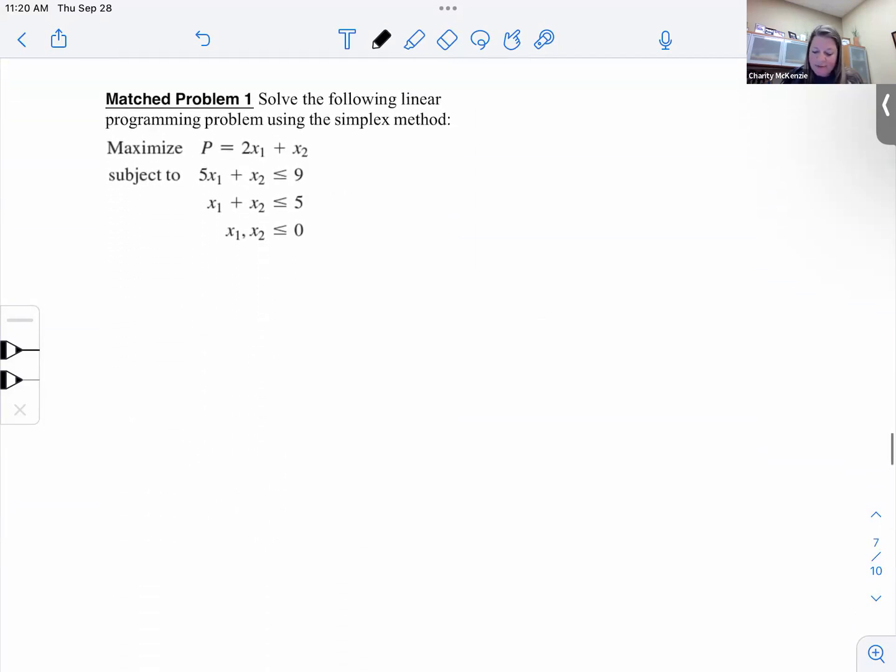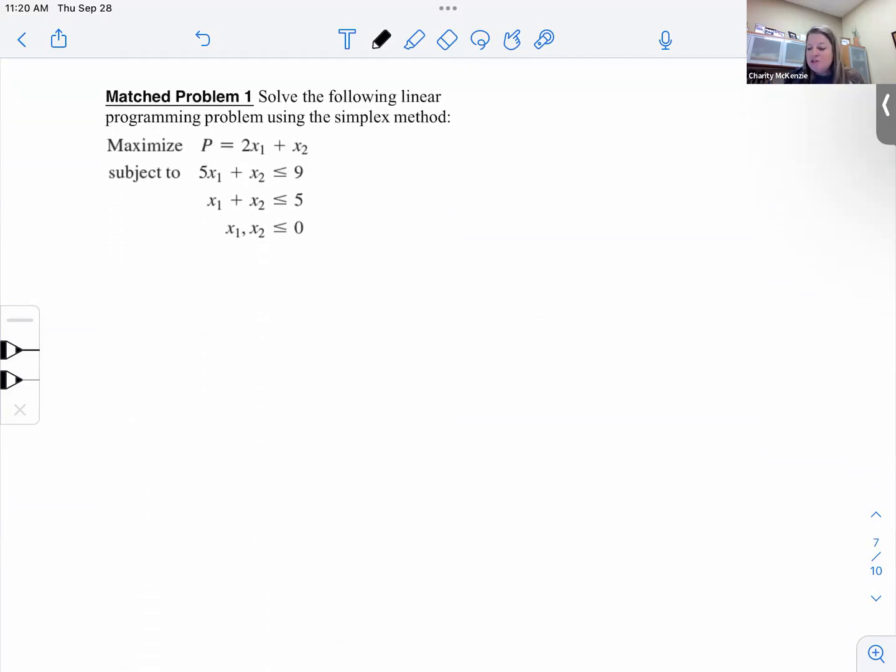All right, let's do another problem. Okay, so I was thinking about pausing and making a part two, but I think we'll just go ahead and finish. We'll do at least this problem. Okay, so for this one, it's a maximize. All the constraints are less than. That becomes important later. Where do we start?